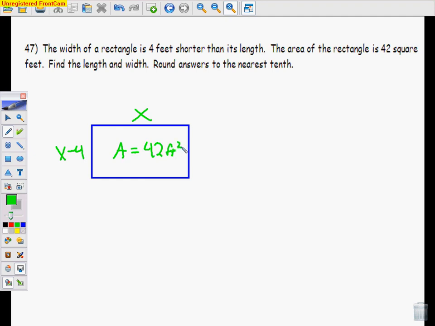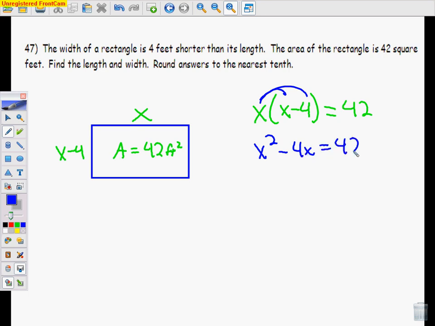All right. Now, we can relate all of these pieces of data because we know that the length times the width has to equal the area. Okay, x times x minus 4 equals 42. From there, if you took this x, you could distribute it in there. You would get x squared minus 4x equals 42.